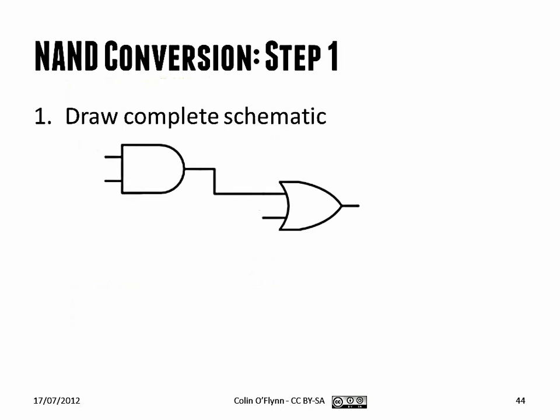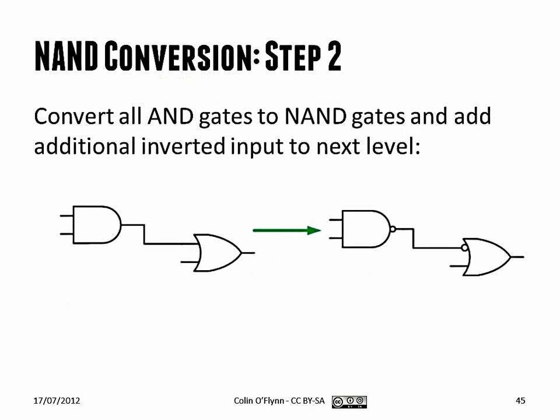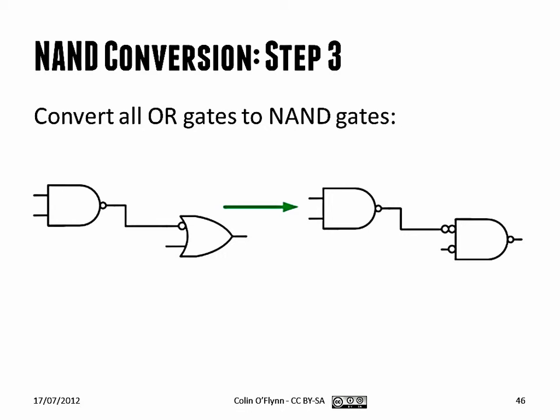And the exact procedure is that we draw the schematic. We first convert any AND gates to NAND gates, and we do that by just adding an inverter on the output, which now makes this a NAND gate. And to compensate, we obviously need to invert something further down, so we add an inverter later on. Then we convert all OR gates to NAND gates, again using that chart from before. So we know an OR gate is equivalent to a NAND gate if we invert both inputs. If you already have an inverted input, as in here, you just add another one.